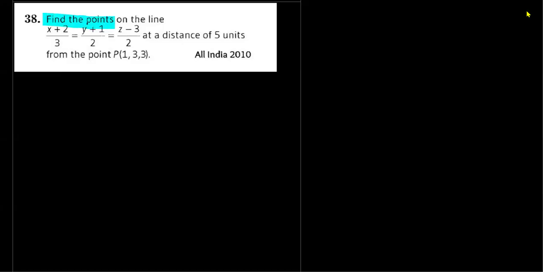The question here is to find the points on this given line which are at a distance of 5 units from another point, P. So let me make a diagram to make it easier to understand.